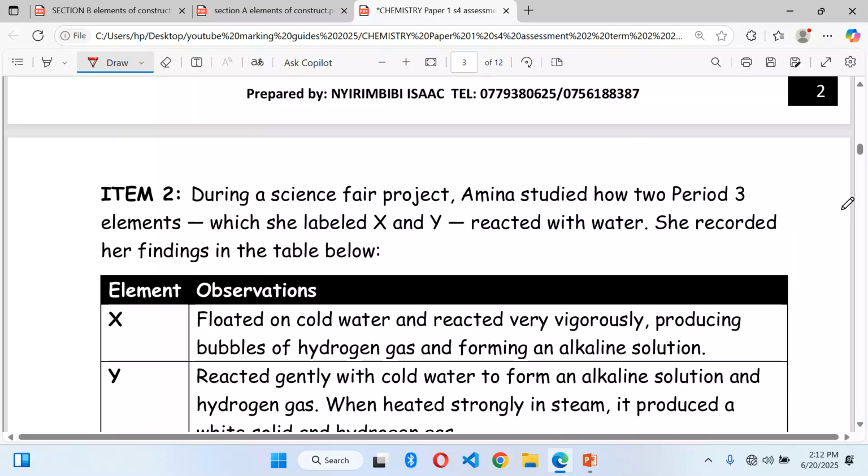I want us to go to item number 2. Don't forget, this item is still from the same element of construct, the one I started with when we're looking at the answering approach.